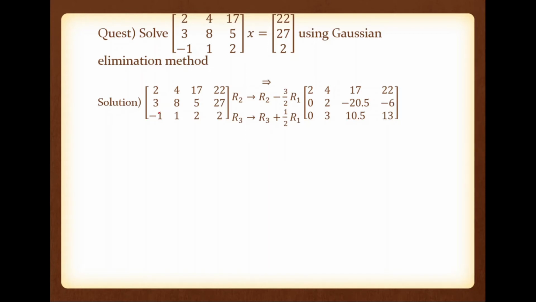Okay, I'm very sorry, small mistake. So first one, we want to remove minus 1 by using these 2. So we have minus 1 plus 1 by 2 into 2, so that is 0. Then the second one is 1 plus 1 by 2 into 4, so that is 3. Then the next one is 2 plus 1 by 2 into 17, that is 10.5. The next one is 2 plus 1 by 2 into 22, that is 13.